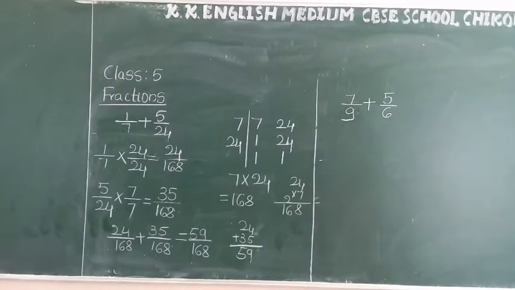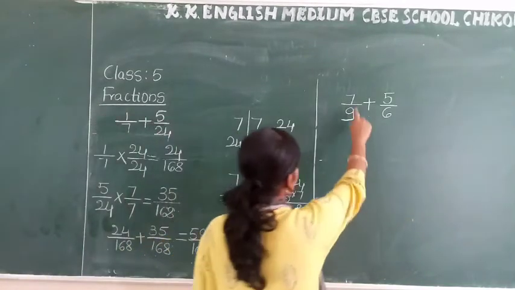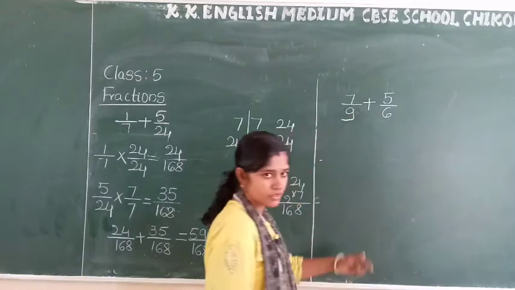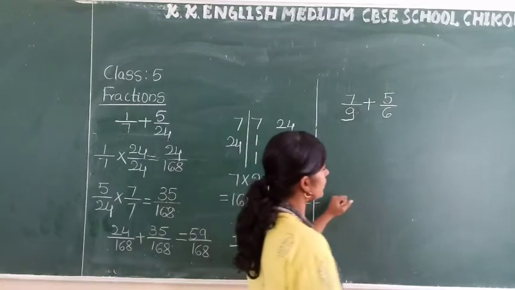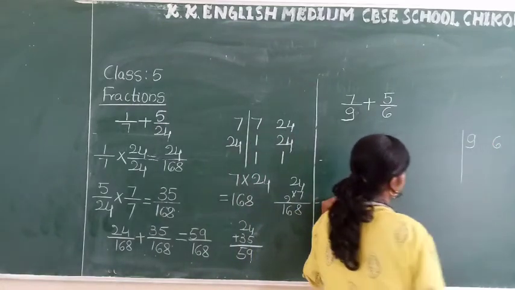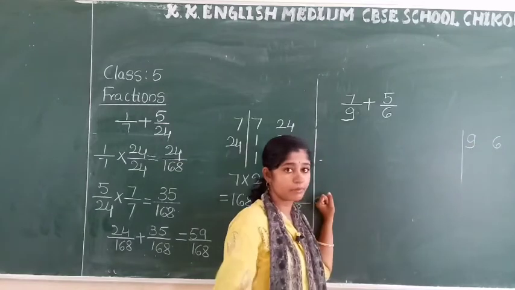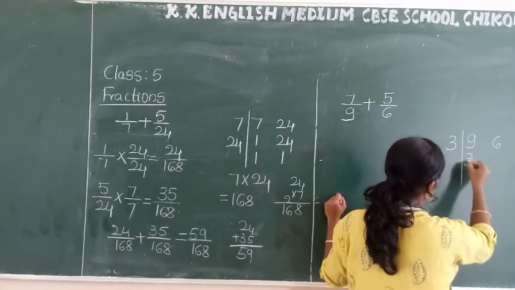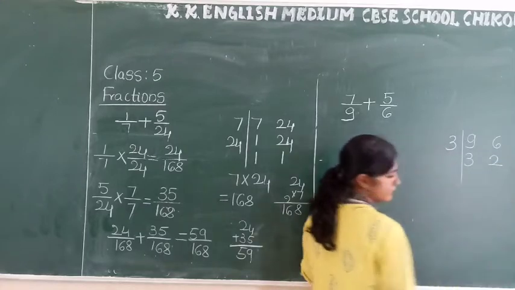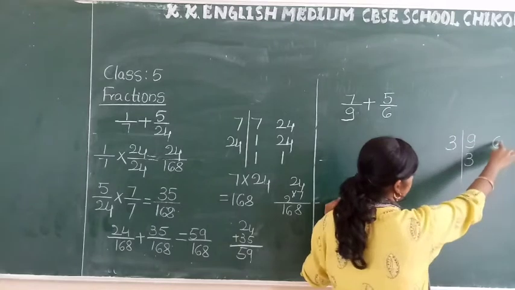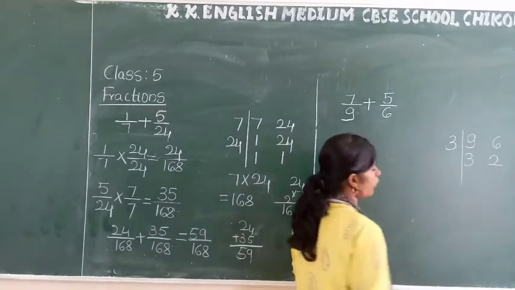Let us take one more example. See here, 7 by 9 plus 5 by 6. First step, you have to take the LCM of 9 and 6. Tell me, 9 and 6 are there in which table? They both are there in the 3 ones table. 3 3s are 9, 3 2s are 6. Okay, 3 and 2 are not there in the same table.